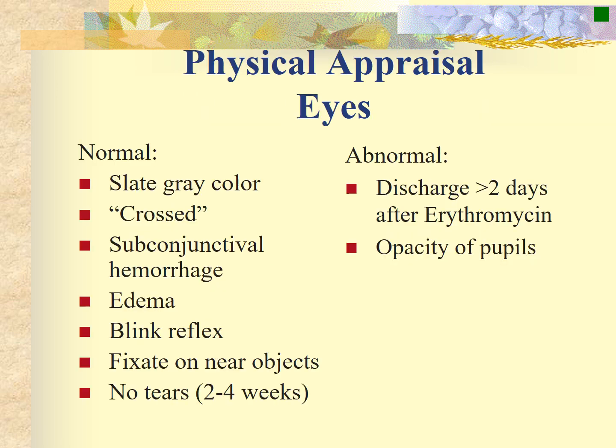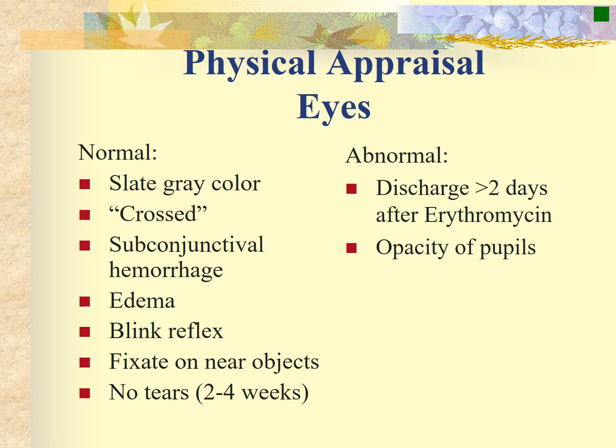Okay, let's check the eyes. Normal is a slate gray color. They get their full color, I think by 6 months is what I've heard, when they'll have their final color. Crossed eyes is very normal. Can you imagine trying to see after you've been in where it's been dark? All of a sudden you're like, what in the world? Their eyes have no muscle. They've not had any stimulation to work those muscles to not be crossed.